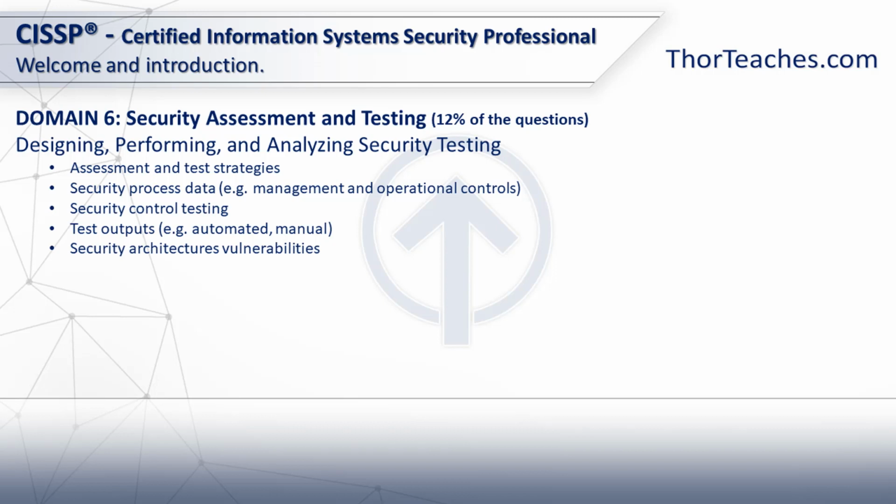We look at our security process data. We test our security controls. We look at the outputs from our tests. We both do this manually and automated. And then we look at the vulnerabilities on our security architecture. And in the penetration testing, we're going to look at both physical intrusion, where they try to get into our facilities, logical intrusion, where they try to hack into our systems, as well as social engineering.